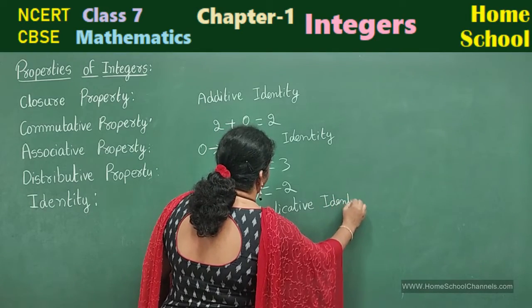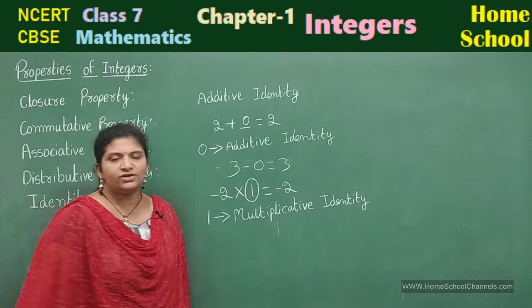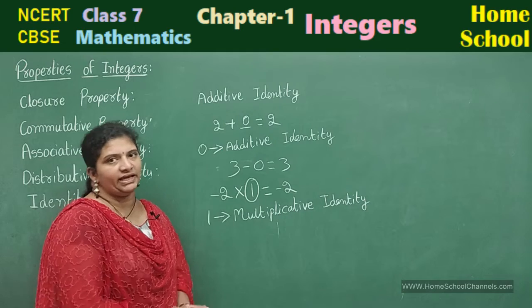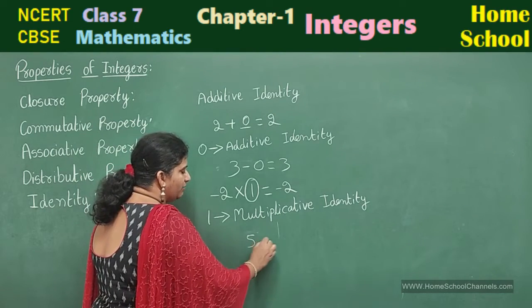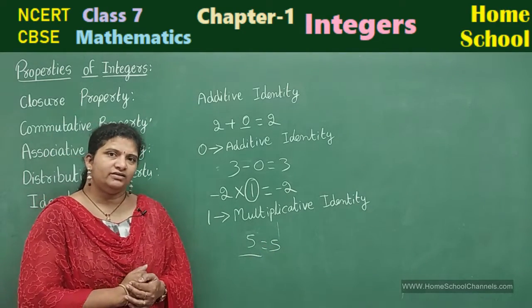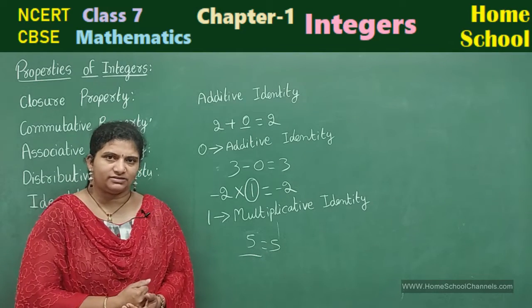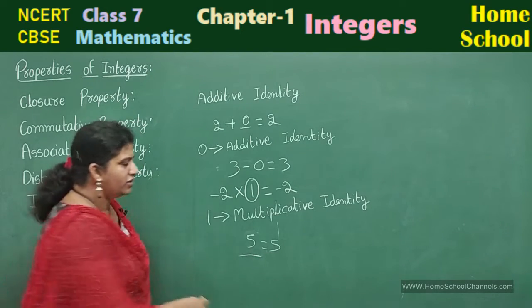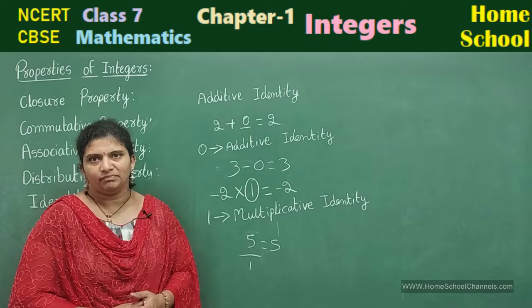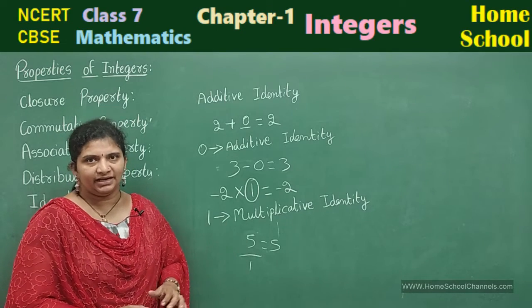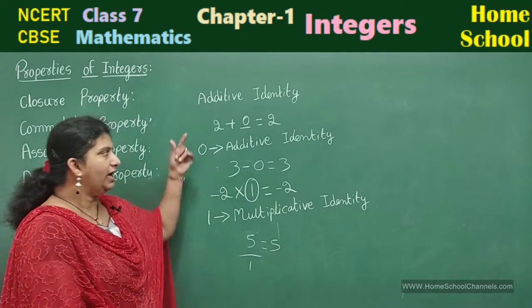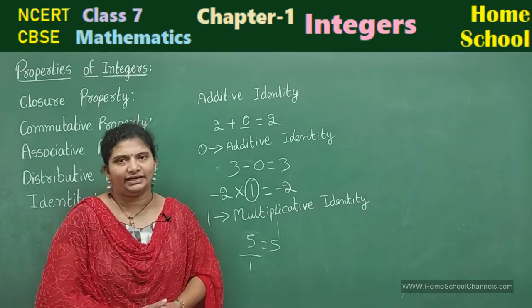Therefore, 1 we call the multiplicative identity. Whereas 0 is called the additive identity or subtractive identity, and 1 is called the multiplicative identity. Suppose I take any number and divide, you should get the same number. What do you divide by? Anything divided by 1 gives the same answer. So I can say that 1 is also a divisive identity. Multiplicative identity and divisive identity. But we won't use the subtractive identity and divisive identity. We use only the additive identity and the multiplicative identity.